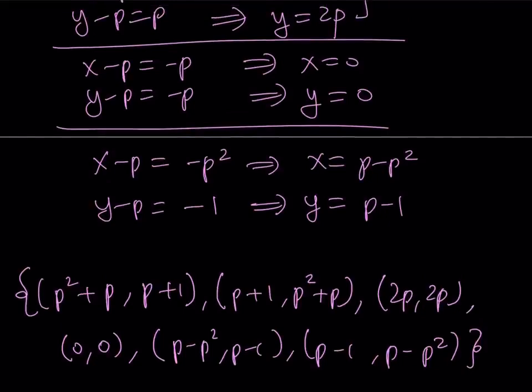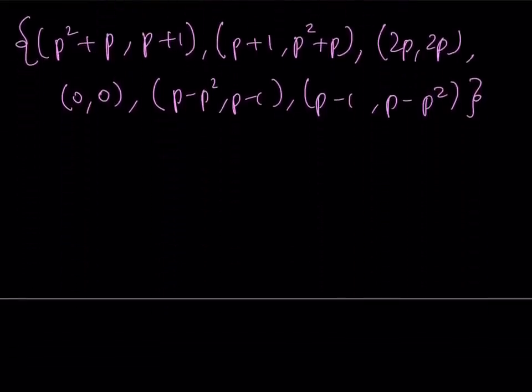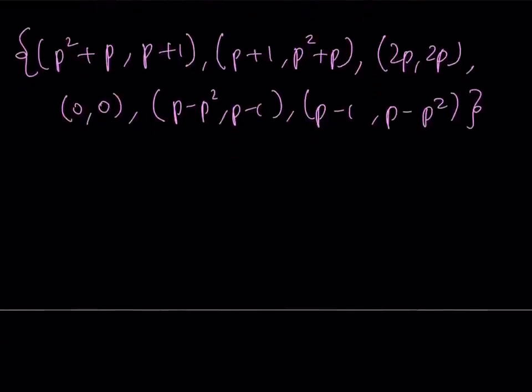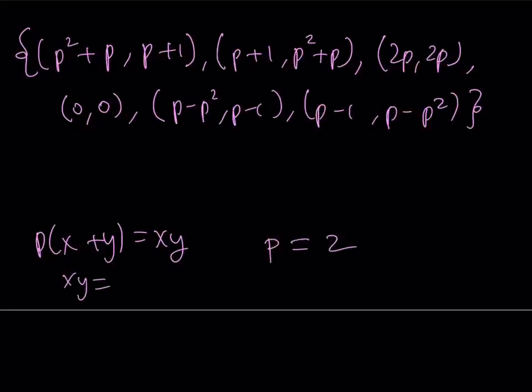Now, I said that I was going to look at some particular cases. Let's go ahead and look at those. So, for example, our original equation was, remember, p times the quantity x plus y. So let's go ahead and rewrite it. p times the quantity x plus y is equal to xy. So if you say that, for example, I want p to be 2, so I want xy equals 2x plus 2y, something like this. In which case, you're going to have the following solution. 2 squared is going to be 4, so 4 plus 2 is equal to 6. So (6, 3) is going to be a solution. Of course, (3, 6) is another one.